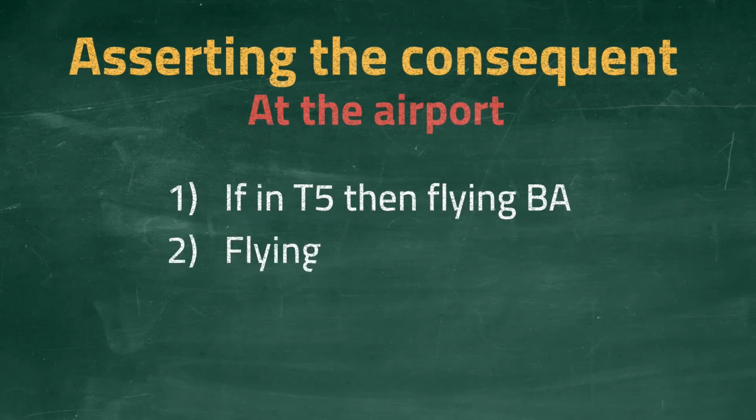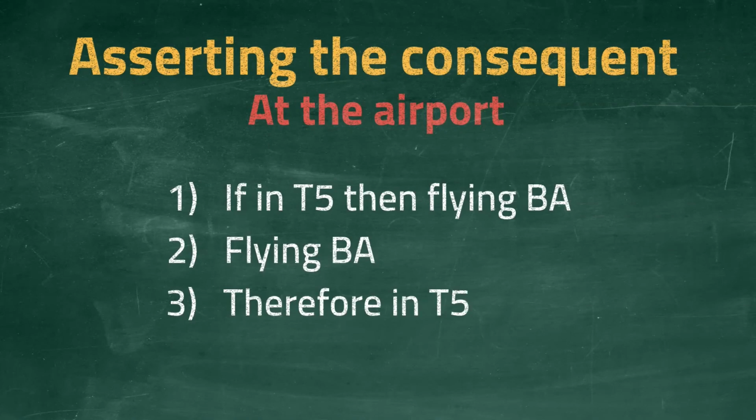The second statement, I am flying from Heathrow with British Airways. I know this to be true as I have a ticket from them for the flight. So we move on to the final statement. The conclusion, therefore I must be flying from Terminal 5. Do you see why this is a fallacy?